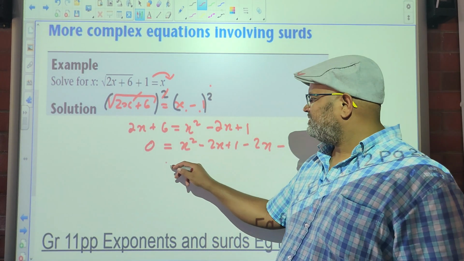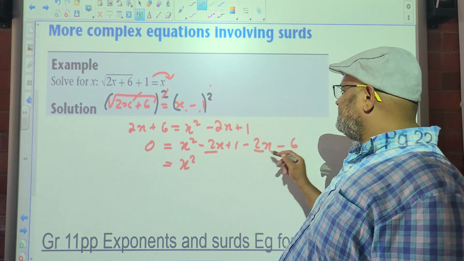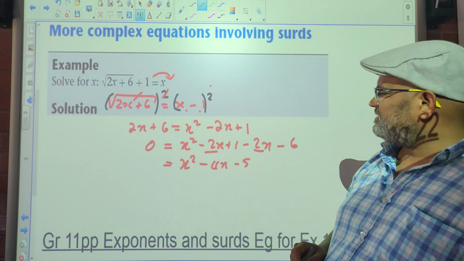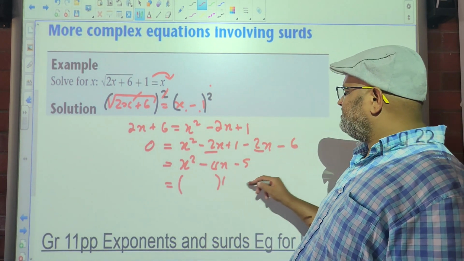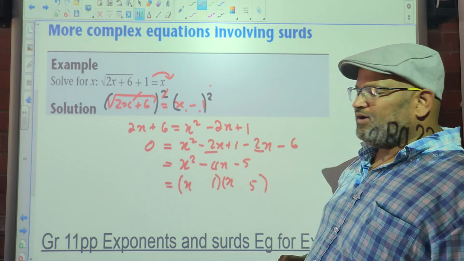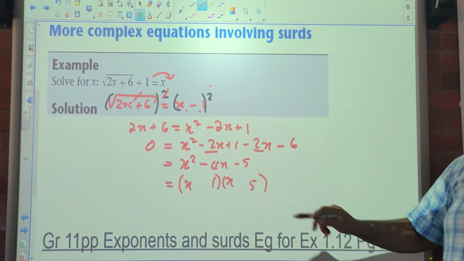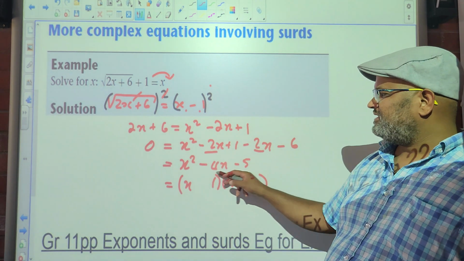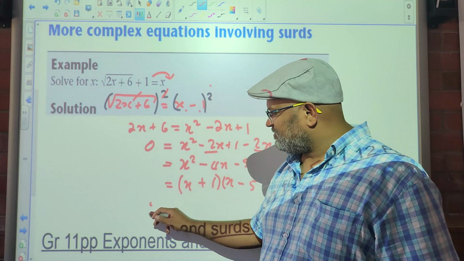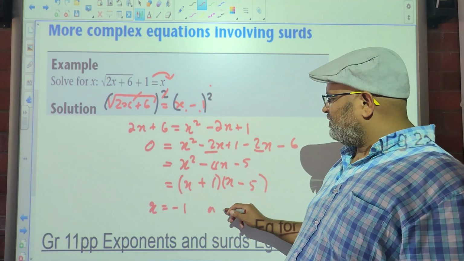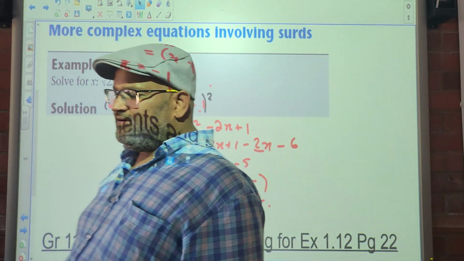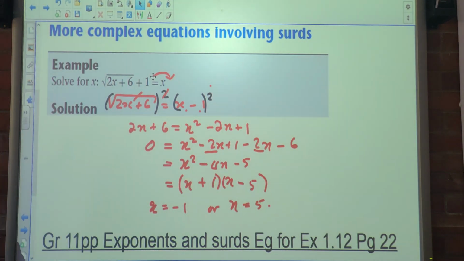Now what do we do? Collecting like terms, x squared becomes negative 4x minus 5. Trinomial: we have x and x, 1 and 5. Do we add or subtract our products? Subtract. The bigger one must be negative. In other words, x is equal to negative 1 or x is equal to 5. But we stop here. We must check.